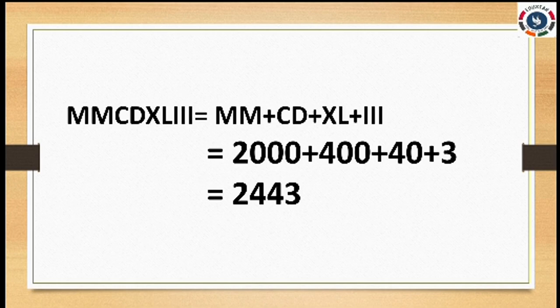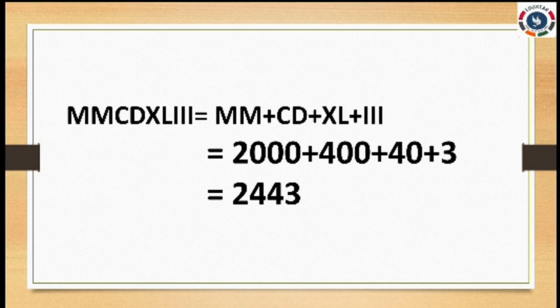Now M is equal to 1000. So we are having 2M. So I am writing 2000. Then plus CD. C is the smaller value and D is the bigger value. So you want to subtract that, isn't it? So 500, C is equal to 100. So 500 minus 100, you get 400. So write 400. CD is equal to 400.